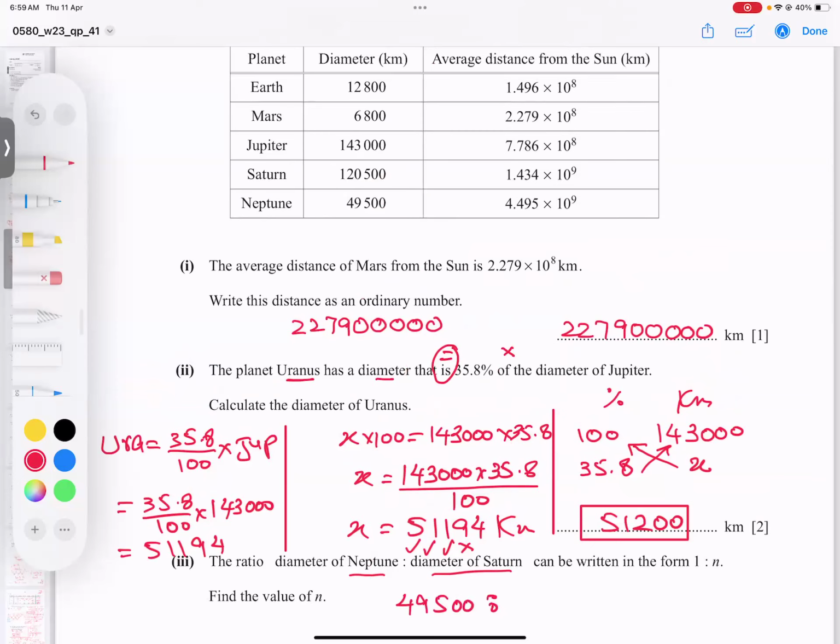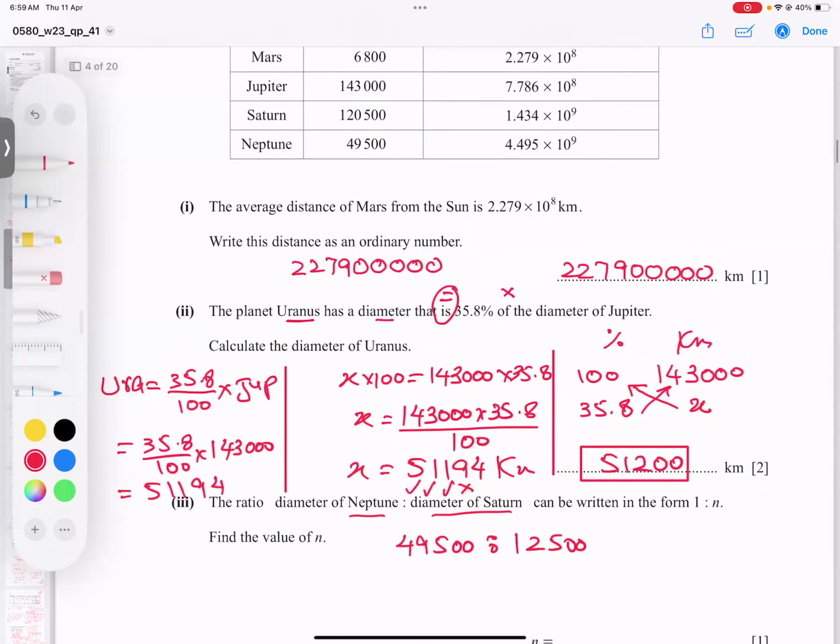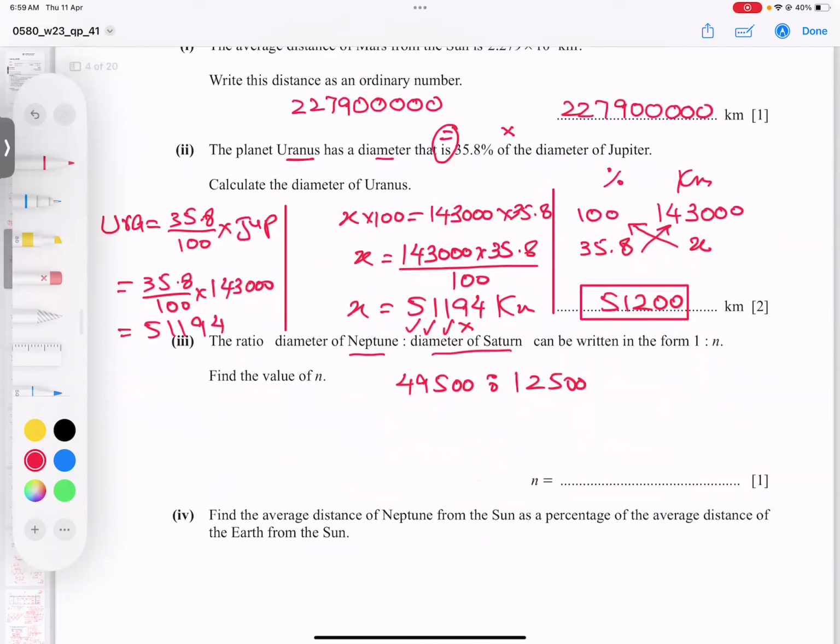49500. Ratio 12500. Okay. Now he said that we look at carefully. So first digit I need 1 here, and second number is my answer. So why not divide by 49500? Okay. So if I divide both numbers by 49500 on both sides, you will get your answer.